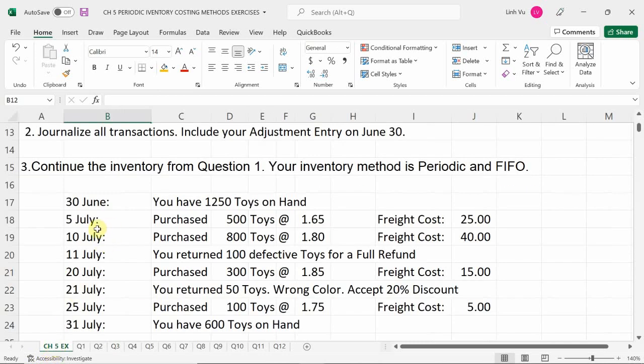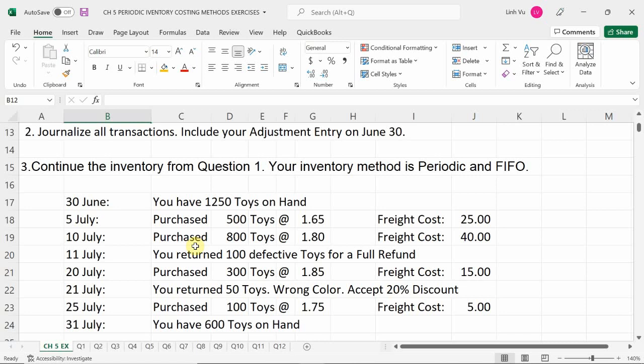So then next is that on July 10, we purchase an additional 800 toys at $1.80 with a freight of 40. Here is a perfect example where, after this batch of inventory that we purchased, we purchase a new batch. That means everything that we opened up and checked in our inventory came out perfect. There's no need for a refund. So that means we can transfer this 500 into the goods available because there are no changes necessary on that one.